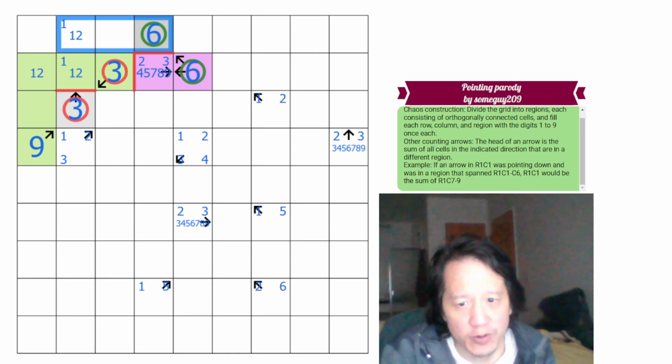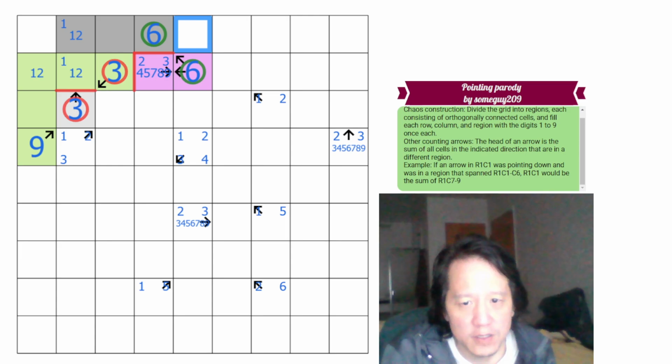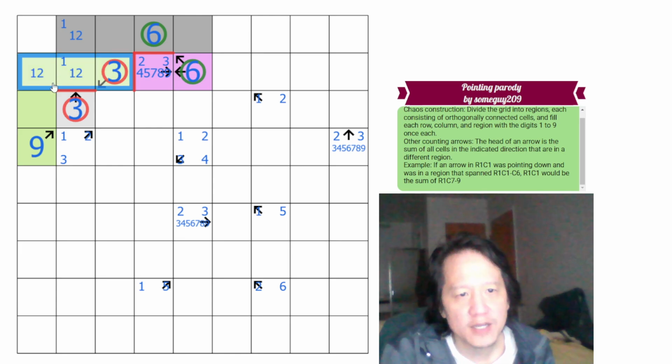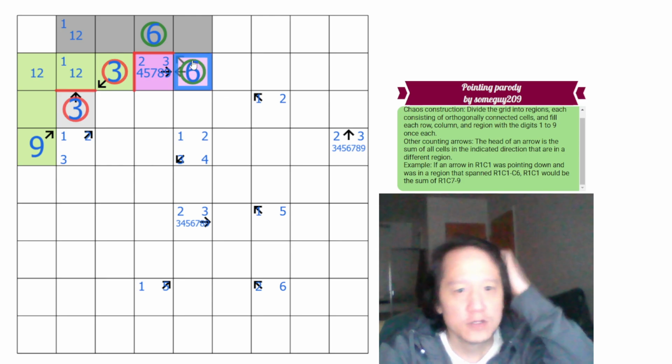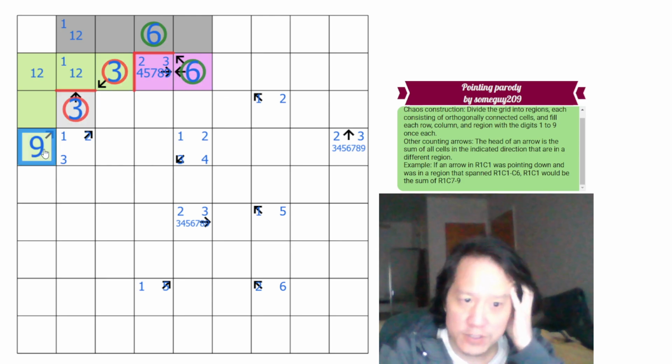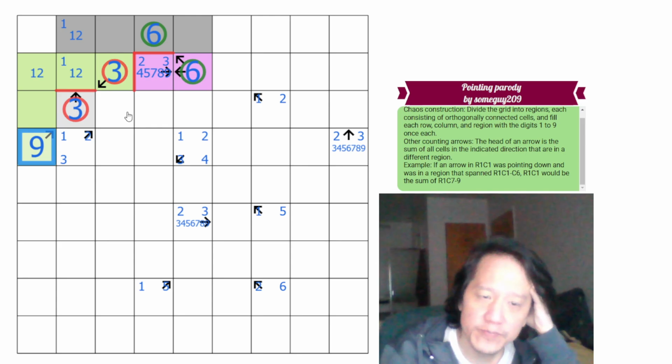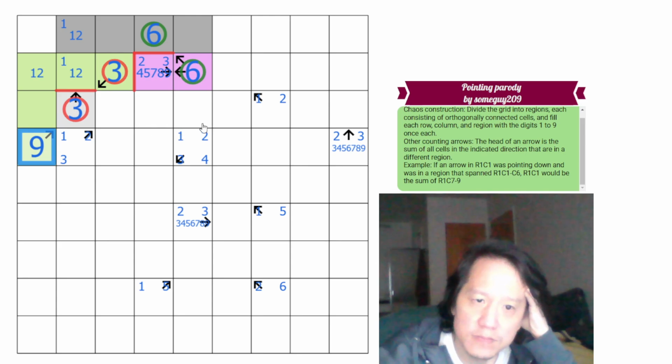This would have to be part of this. So it would have to extend out here. Yeah, because this is the only region it could be connecting to. It cannot be part of the green because we already have a 1, 2, 1, 2 pair there. So this is 6, this is 6, this is 3, this is 3, this is 9. This needs to extend out because there's no other place for it.